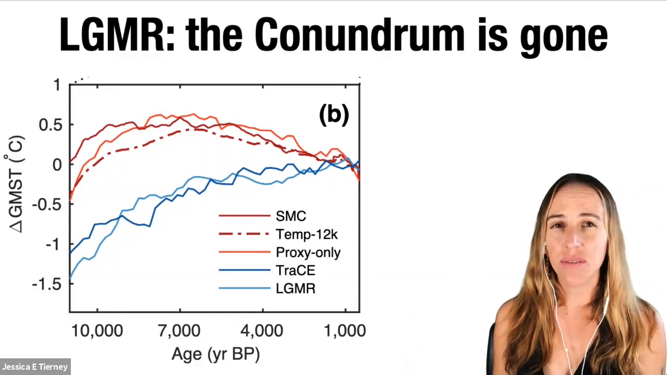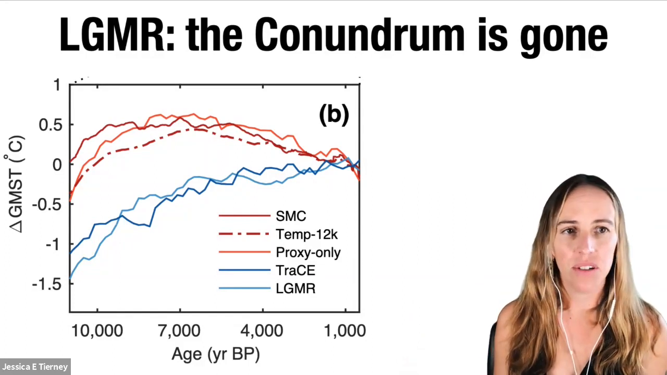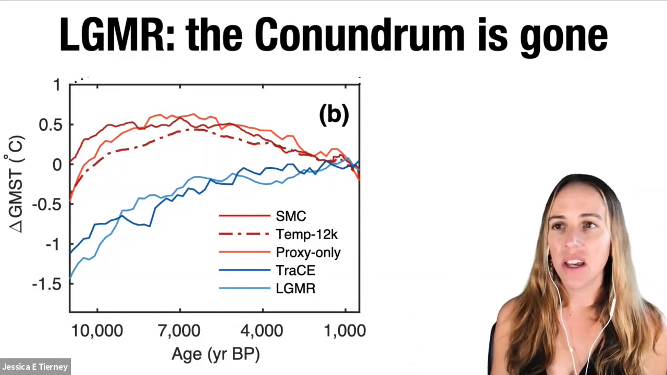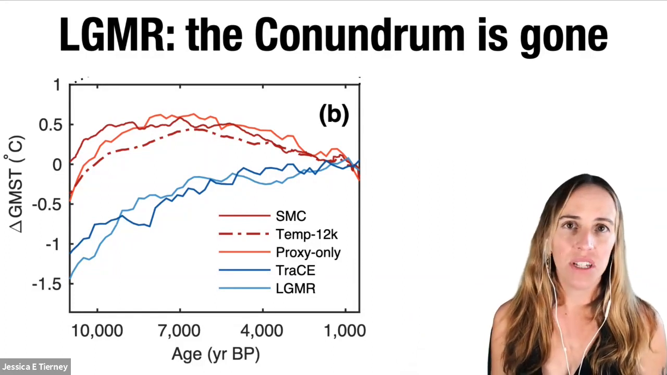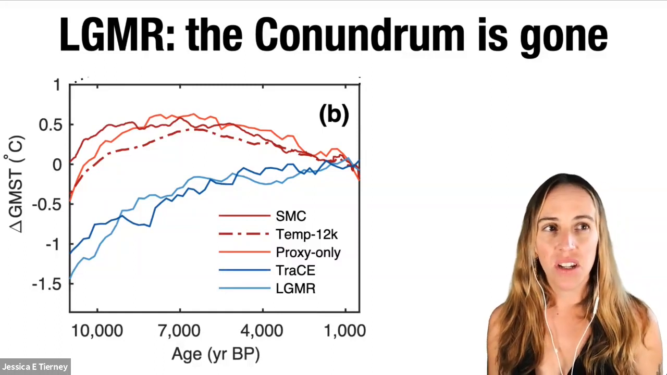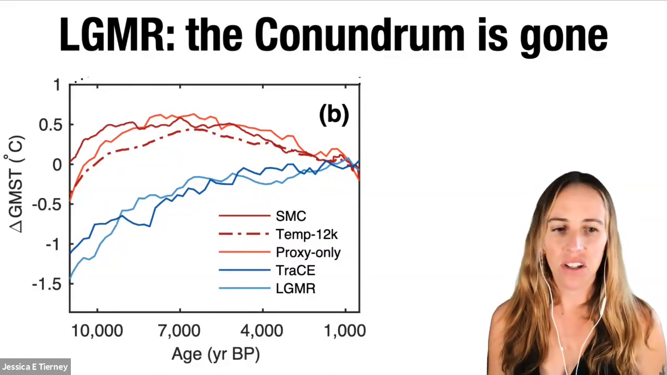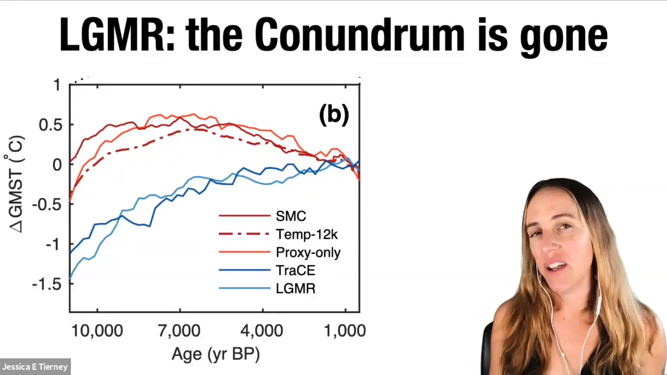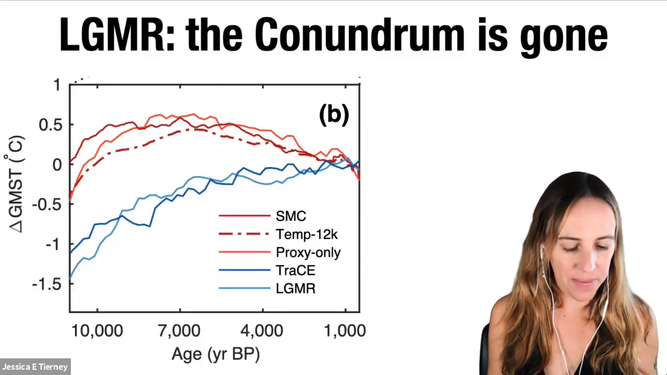And so that's really different from the red curves on top, which include the SMC curve, as well as Temp12K, which again show that cooling trend from 7,000 years ago. So the conundrum is gone. The LGMR does not show the conundrum. And of course, we had to find out why. Why did it go away?